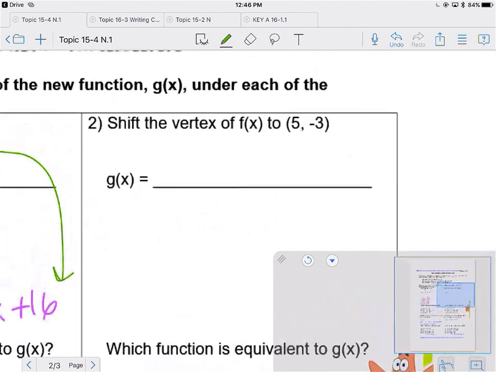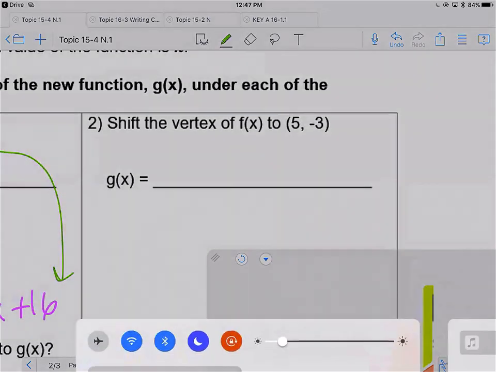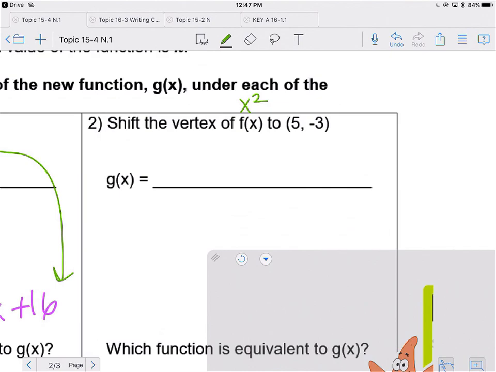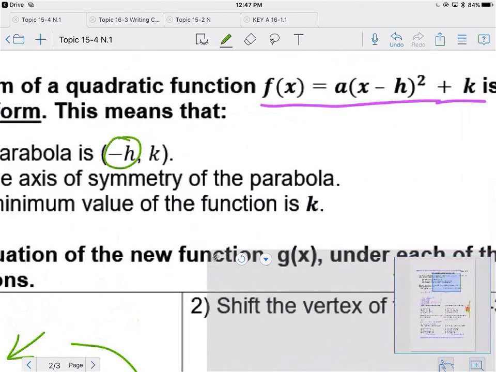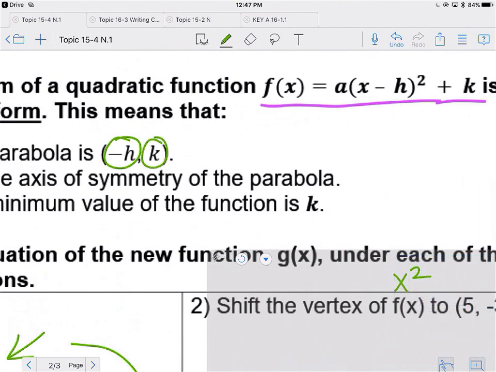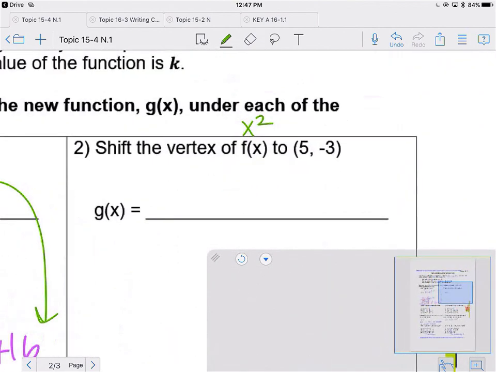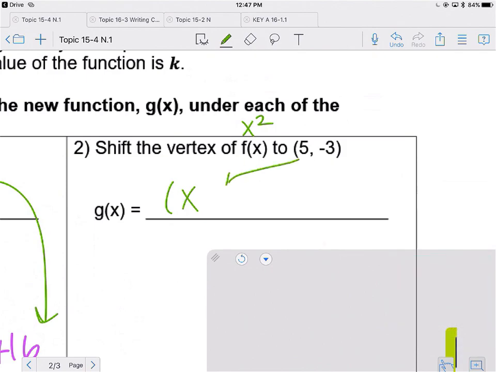Problem 2, they want me to shift the vertex of f(x), which remember that means x², to (5, -3). Remember that your vertex is always the opposite of the first number and the same of the second number. So to write this, I need to do the opposite of the first number and the same of the second number. So (x - 5)² - 3 would shift my vertex to (5, -3), because this is the opposite, so it would go to the right, and this is the same, so it would go down.